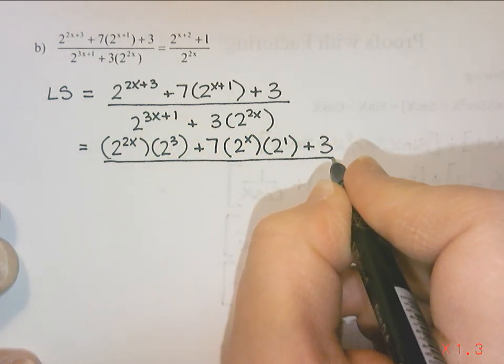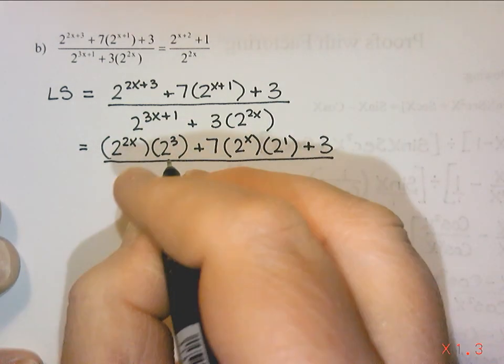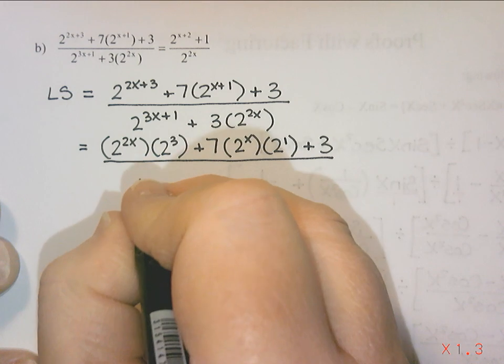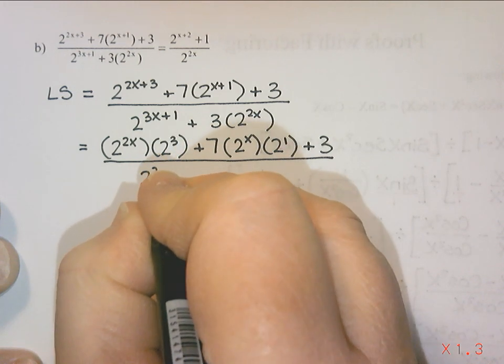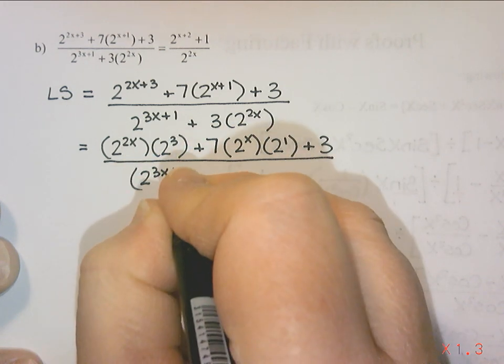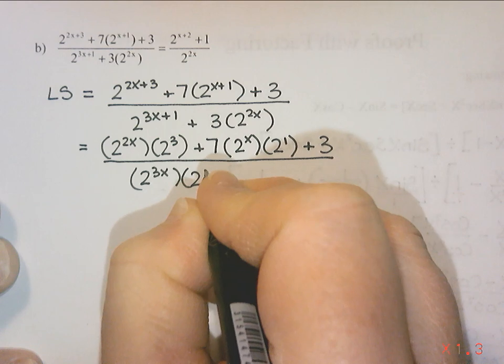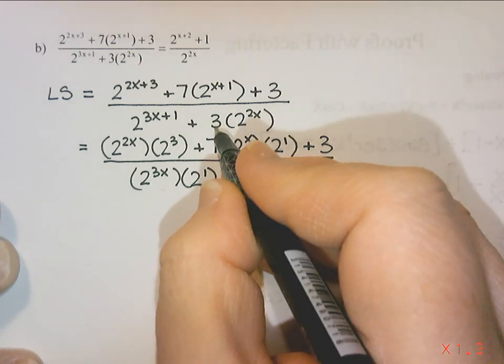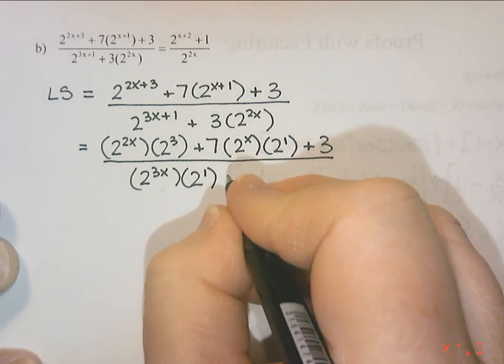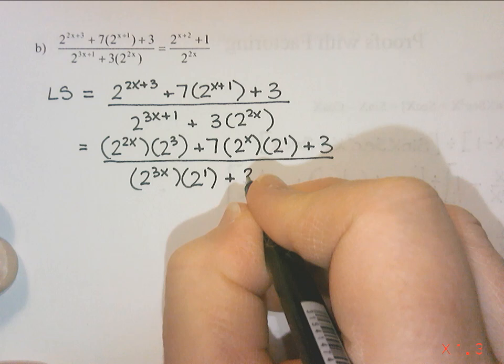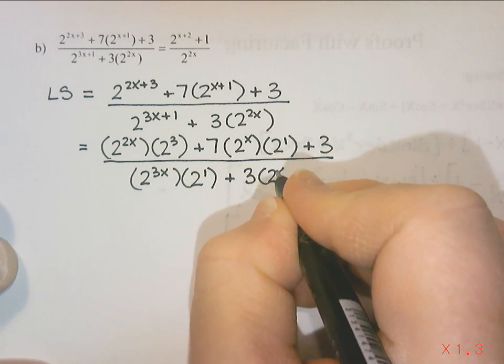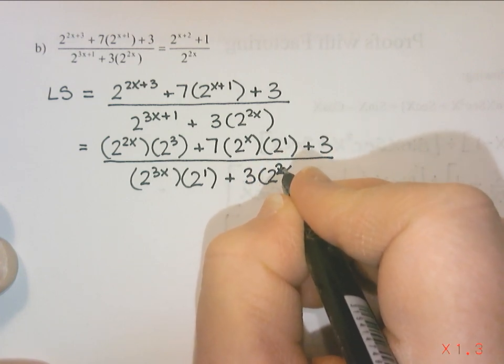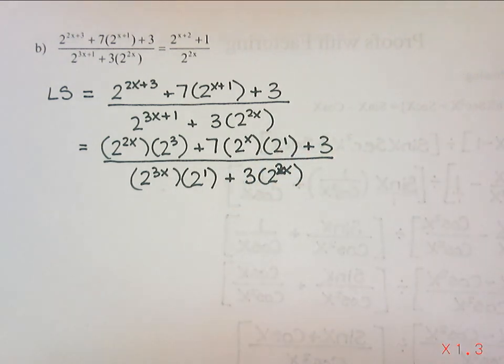All right, on the bottom, I have 2 to the power of 3x plus 1. So that's going to be 2 to the power of 3x times 2 to the power of 1. And then here I have 3 times 2 to the 2x. I think for right now I'm just going to leave it. And then we'll talk about how to deal with that multiplication on our next step.